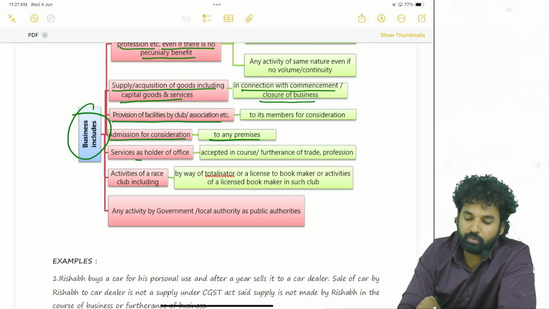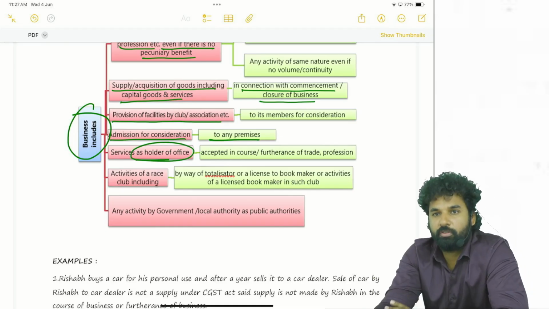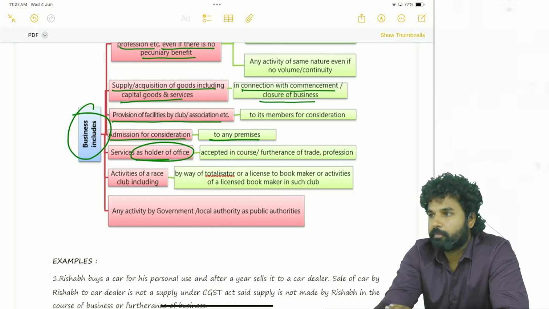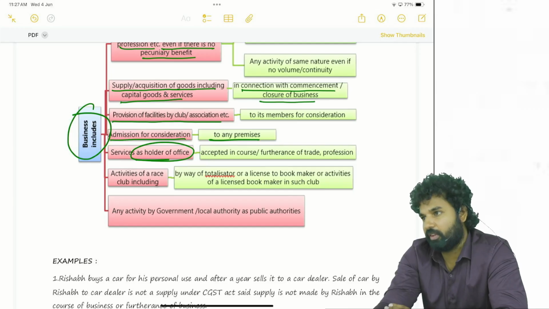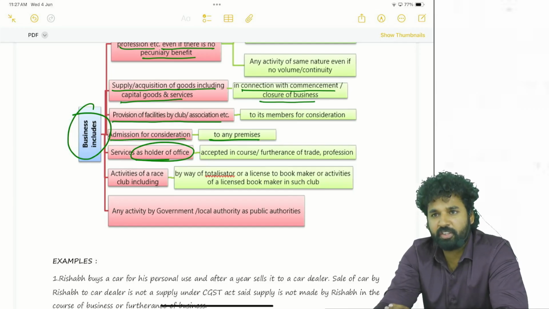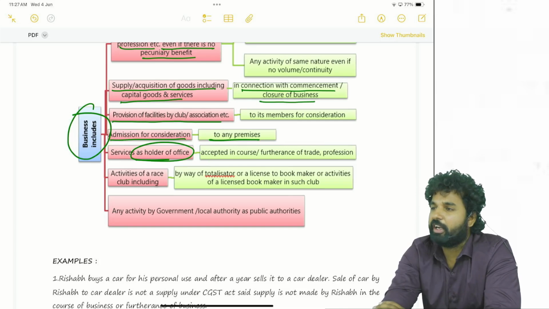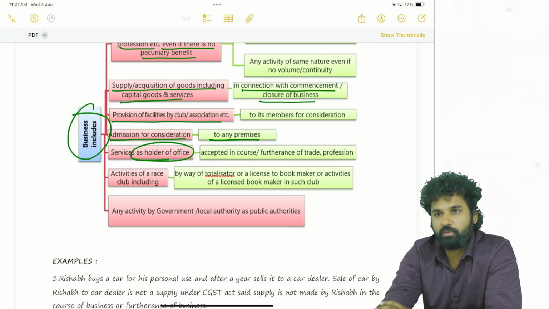Services as a holder of an office. That means being appointed as an auditor, or as a director, an independent director in a company, holding an office. For attending the meetings, we are receiving sitting fees. A director is receiving sitting fees from the company for attending the meeting. An independent director is being appointed in a company. That is all holding an office. That is also a business.